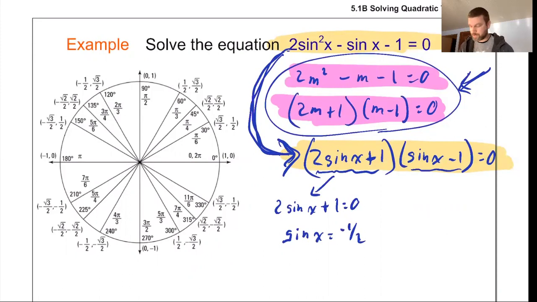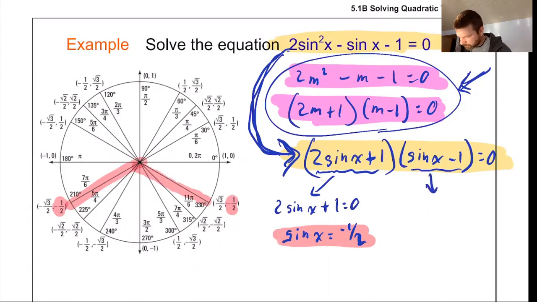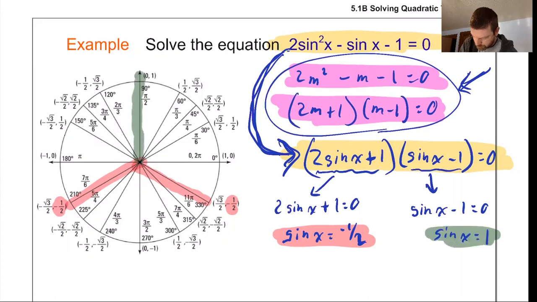And I would look at my unit circle and find out where that happens. That happens here and here when the y value is negative 1/2, just like we did before. For this one, if sine of x minus 1 equals 0, then that means sine of x would be 1, and that happens right here when the y value is 1. Now, all you need to do is write out your answers.